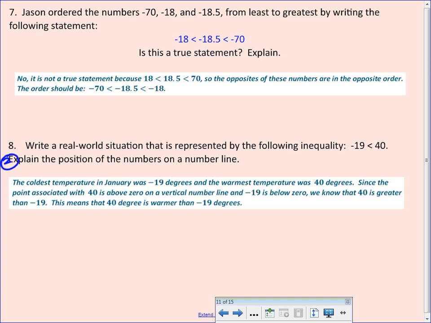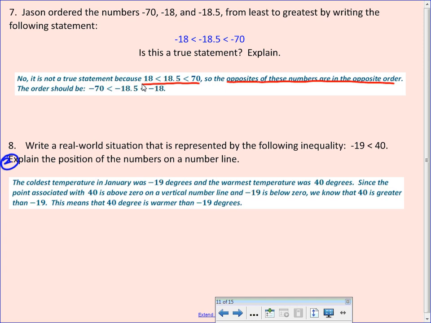Since 18 is less than 18.5, which is less than 70. Is that a true statement? So the opposites would be in the opposite order. Remember how we talked about opposites on the number line? So that's one way you could explain how it was in the wrong order by looking at the opposites.